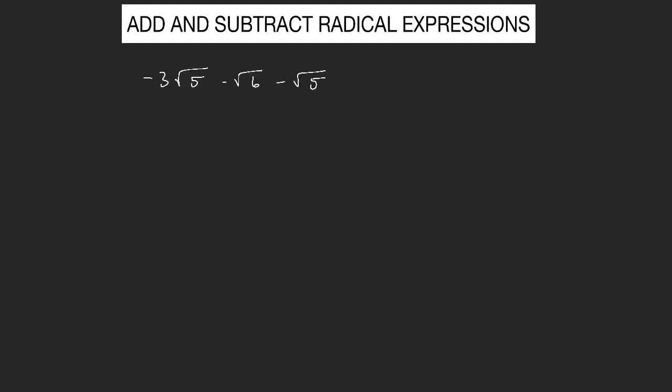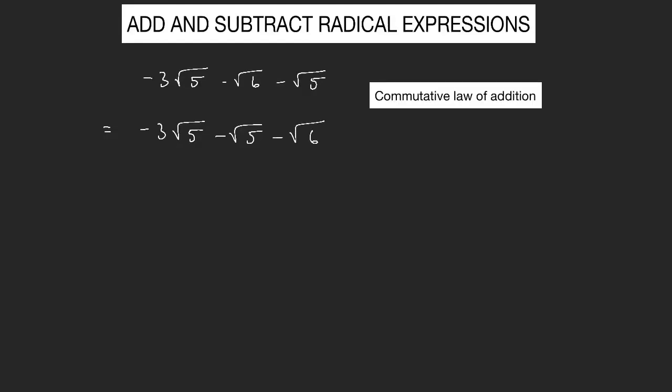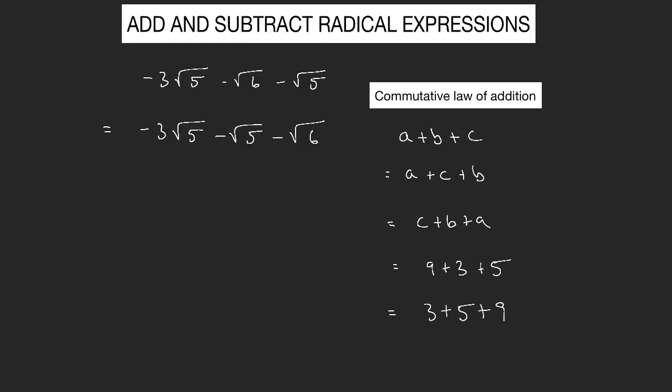So what we could do is move things around. So we could say this is negative 3 times square root of 5 minus square root of 5 minus square root of 6. That's called the commutative law of addition, which basically means if I have A plus B plus C, I could change the order around any way I want. I could say that this equals A plus C plus B, or C plus B plus A. The reason for this is if I have 9 plus 3 plus 5, that's the same as 3 plus 5 plus 9. I could switch the order around any way that I want, even if it has a negative sign.